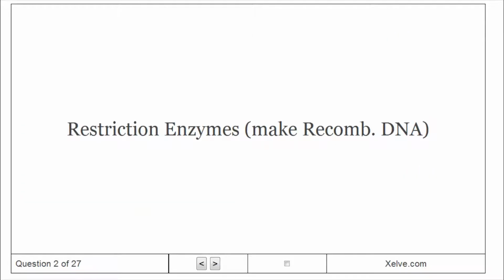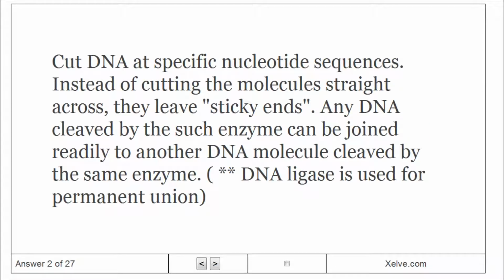Restriction enzymes make recombinant DNA. They cut DNA at specific nucleotide sequences. Instead of cutting the molecules straight across, they leave sticky ends. Any DNA cleaved by such an enzyme can be joined readily to another DNA molecule cleaved by the same enzyme. DNA ligase is used for permanent union.